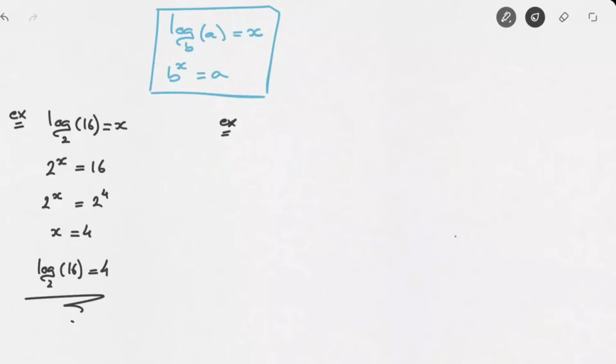Let's say we're asked to calculate log base 3 of 1 over 9. Well, again, to begin with, what we'll do is we'll say that this must equal some value x. And now we're going to rewrite this in exponential form. So in this case, the base is 3, so we can write this as 3 to the power of x equals 1 over 9. And just as for the previous example, the trick here is to make sure that both sides of the equation are written as powers of the same base.